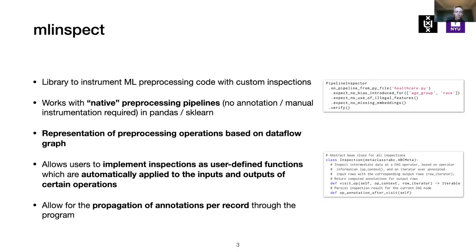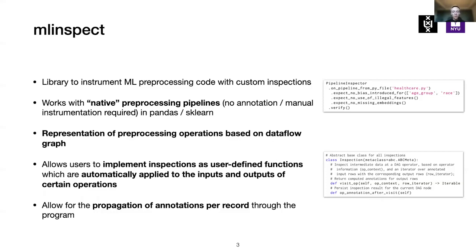The image on the top right shows the API. Users only have to specify the pipeline file and which inspections to apply. This image uses all the example checks we saw in the demo earlier. The interface for inspections can be seen in the other image on the right.